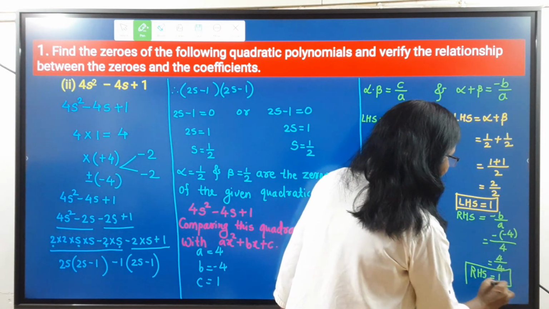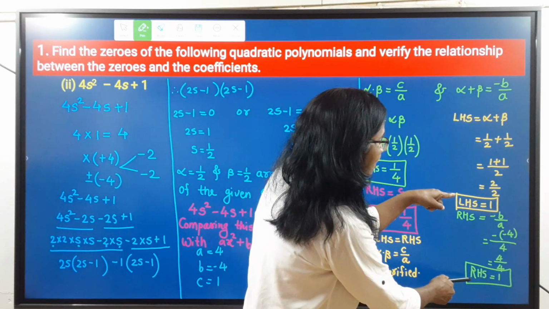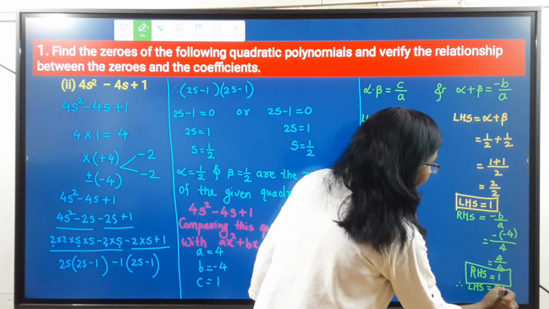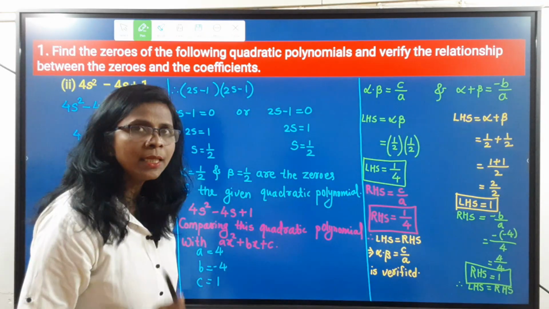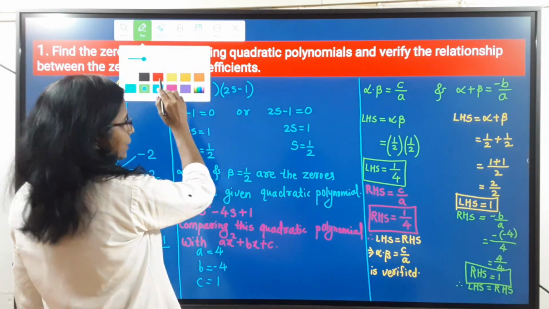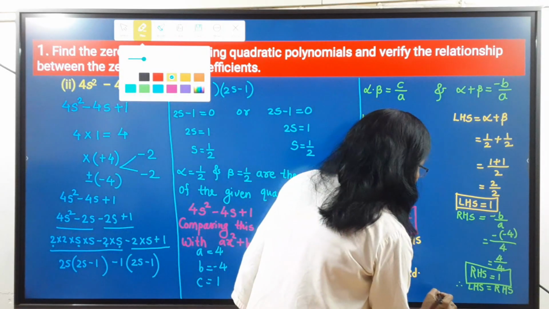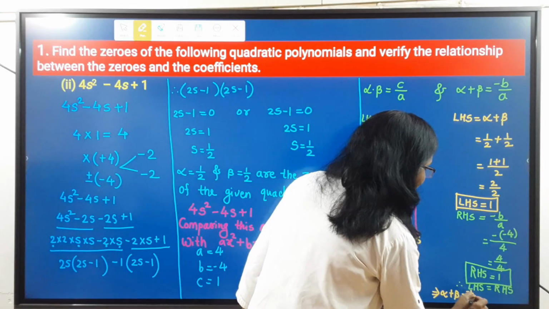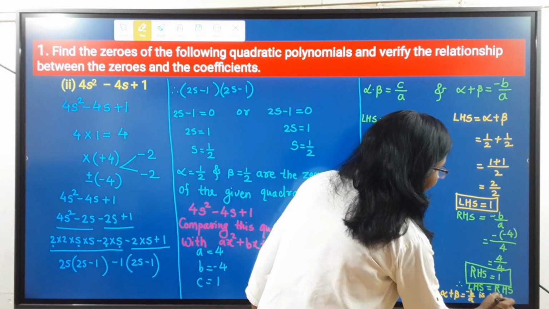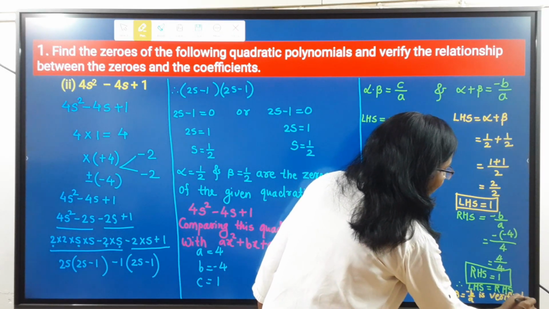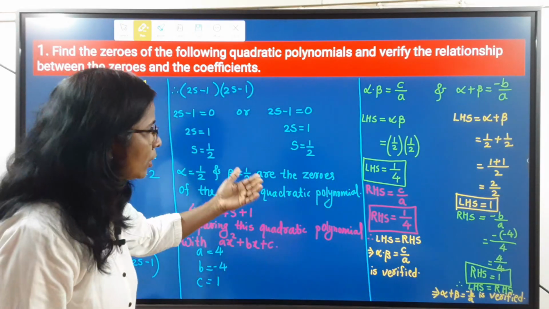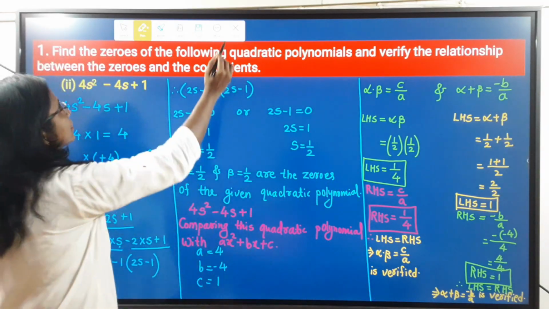Okay students, RHS is equal to 1. So here LHS and RHS are equal. So I say that therefore LHS is equal to RHS. That means, students, I say that alpha plus beta is equal to minus b upon a is verified. Okay students, that means our second example is completed. Now come to the third example, students.